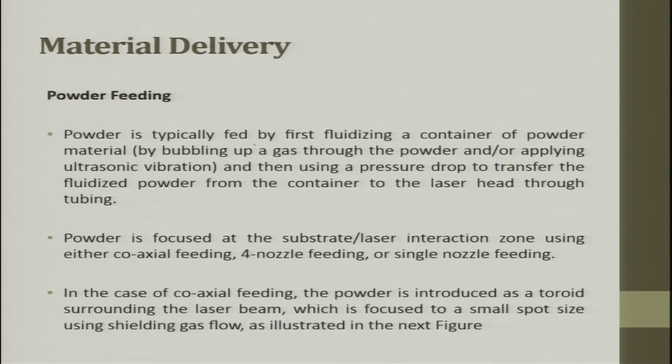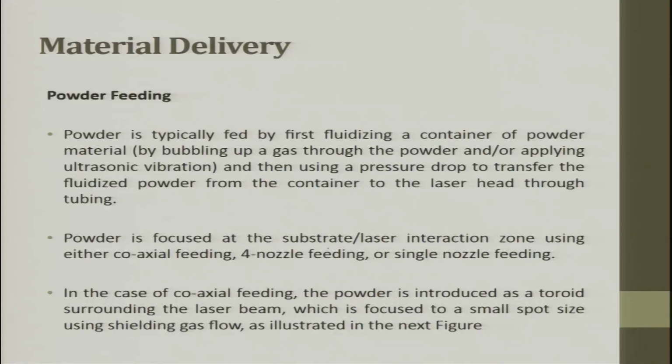The powder is typically fed by first fluidizing a container of powder material and then using a pressure drop to transfer the fluidized powder from the container to the laser head through the tubing. So, when you start flowing the powder, it is not necessary that the powder will keep flowing because of gravity. Here you have to create a pressure drop so that the powder flows properly and it hits the liquid metal.